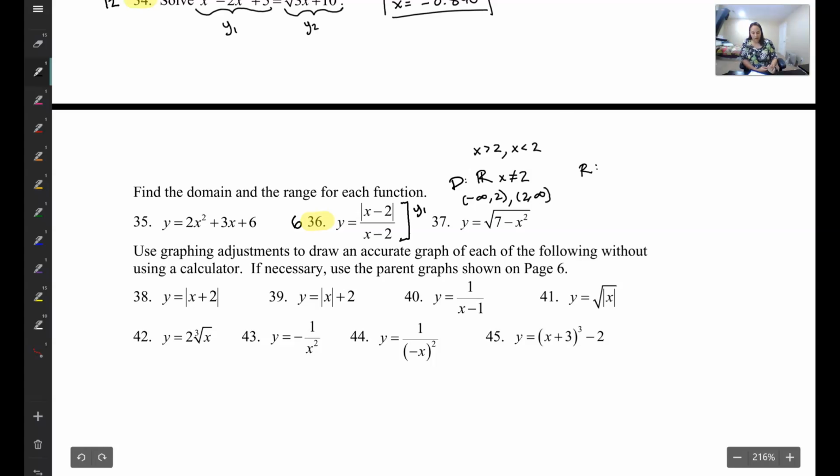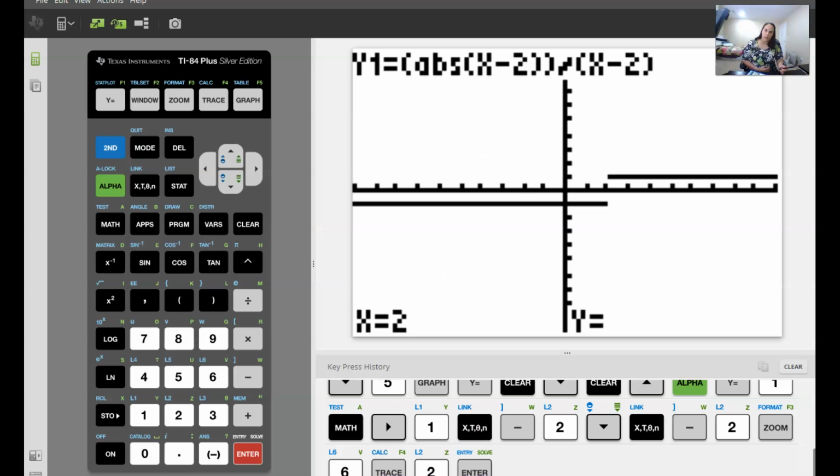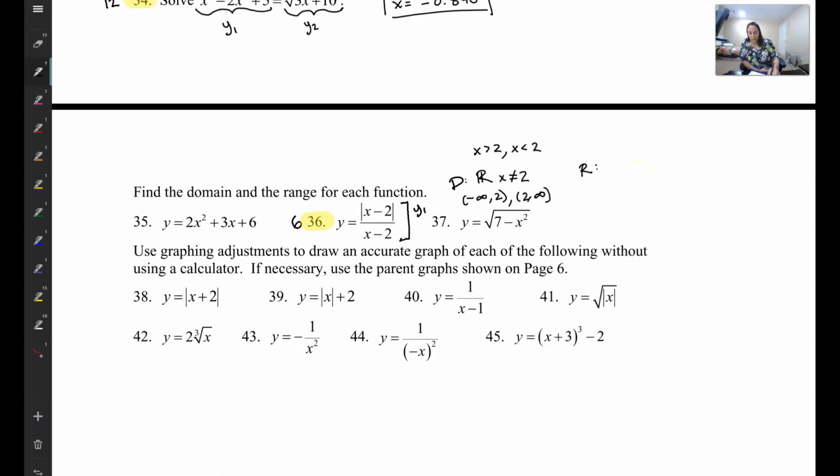Now let's look at our range on this very funky looking graph. Our range is not an interval. It is 2 distinct points. Your range is either -1 or it is +1. So for my range here, I'm going to say y equals either -1 or +1. And that's my range. Hope that helps with number 36.